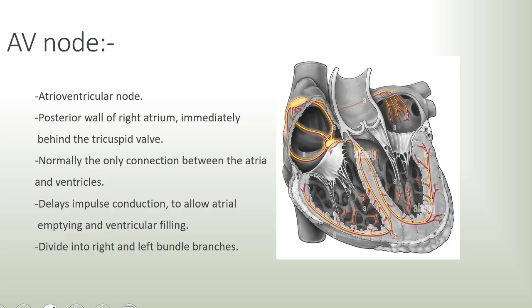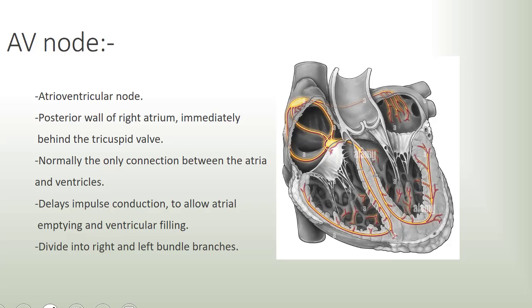The AV node will not send the impulses immediately, but will slightly delay them. This delay within the AV node will allow the atria to empty their blood into the ventricles, and the ventricles to fill, so that the atria and the ventricles don't contract at the same time. Now, normally this should be the only connection between the atria and the ventricles, because these structures are insulated from one another by the annulus fibrosus, and there are no gap junctions between the atria and the ventricles.